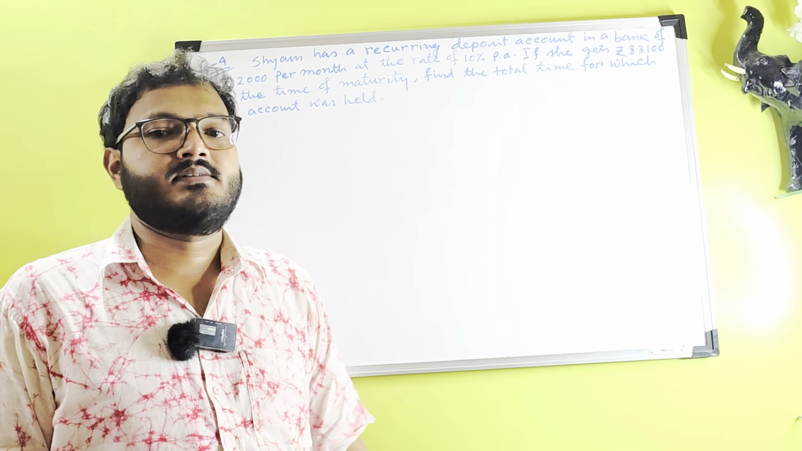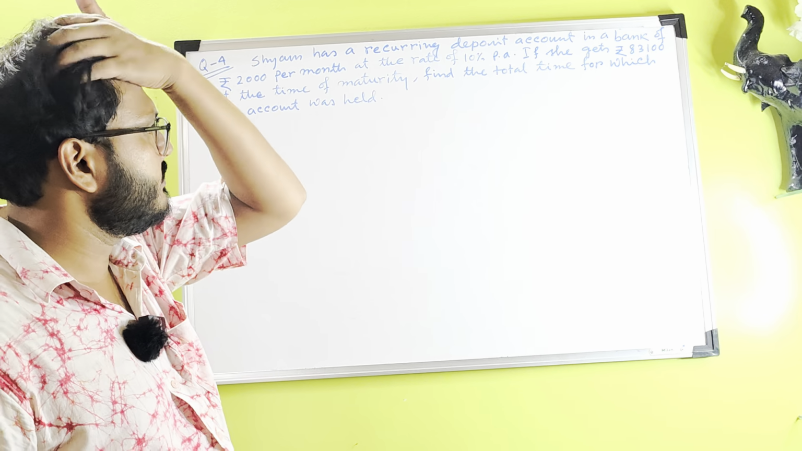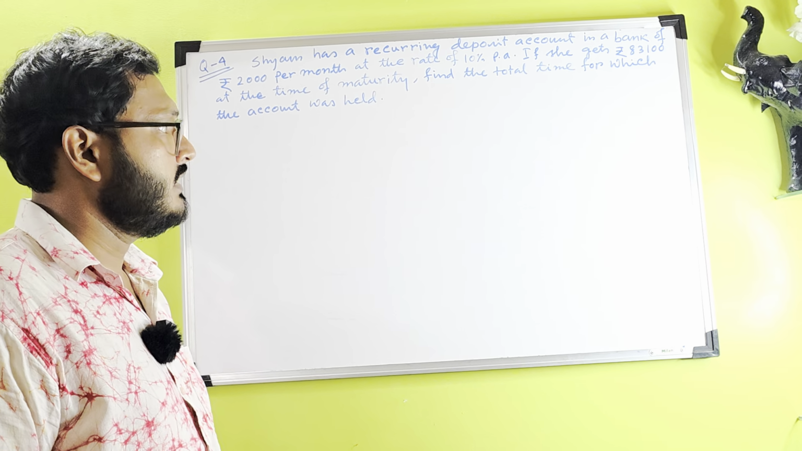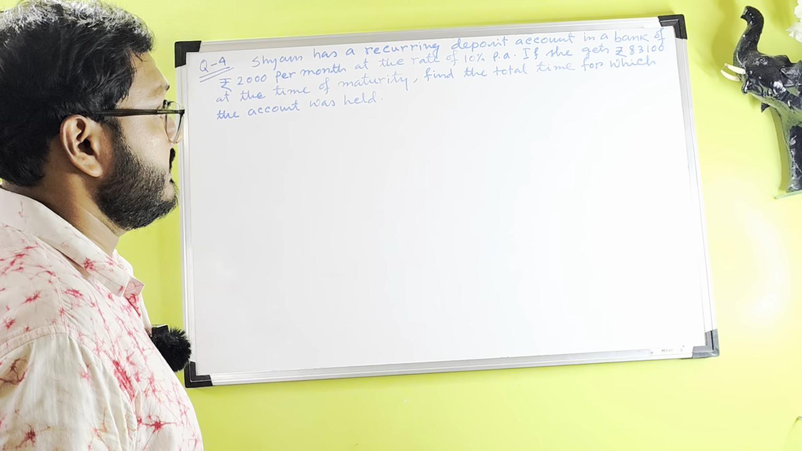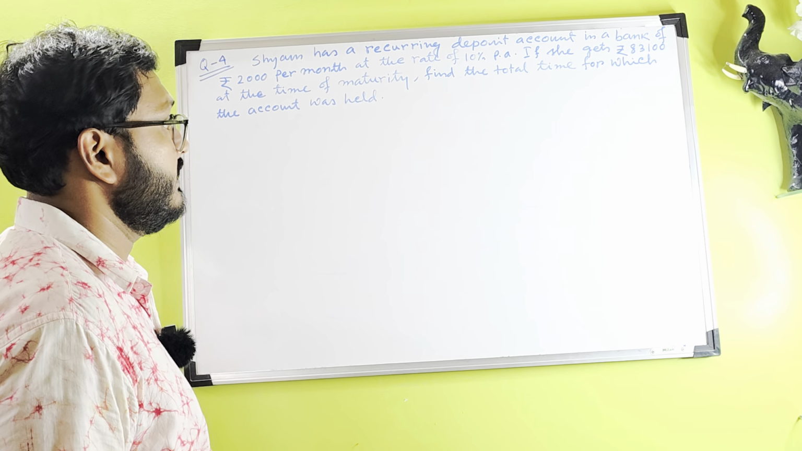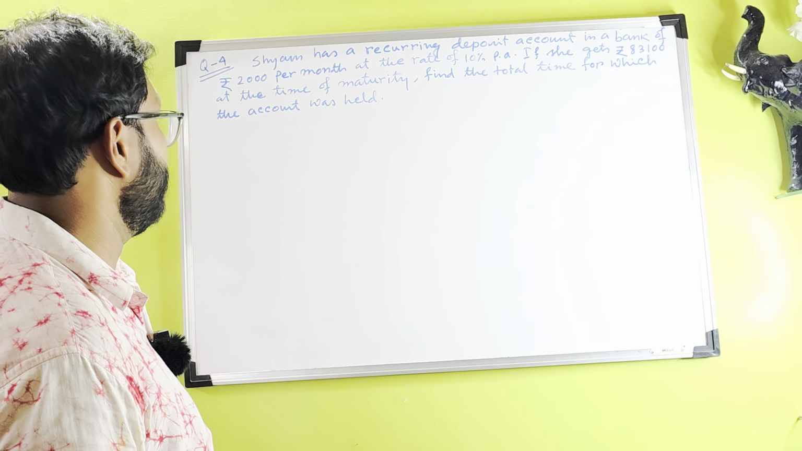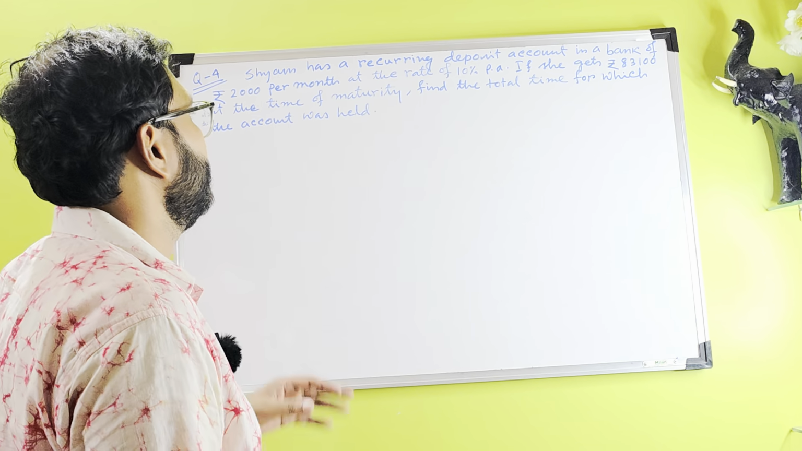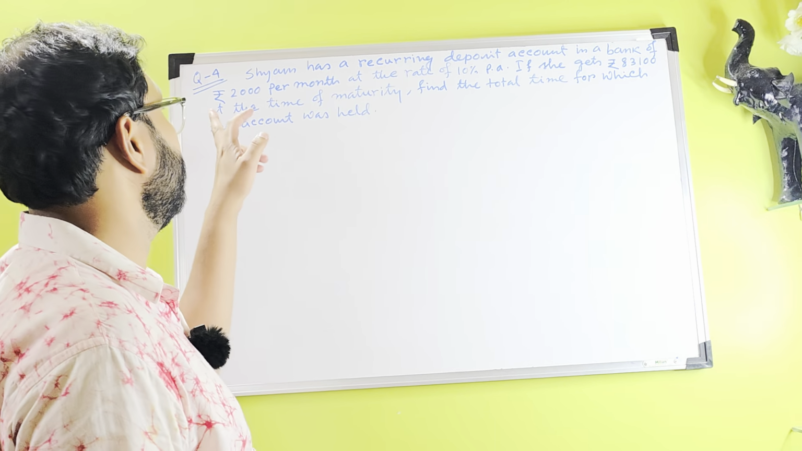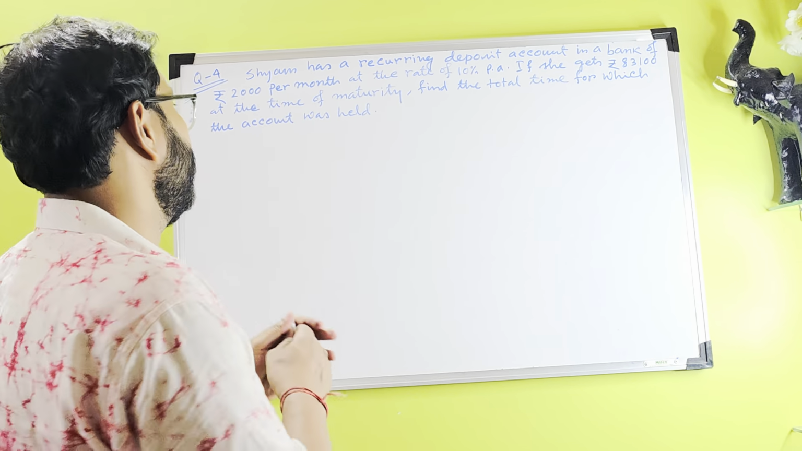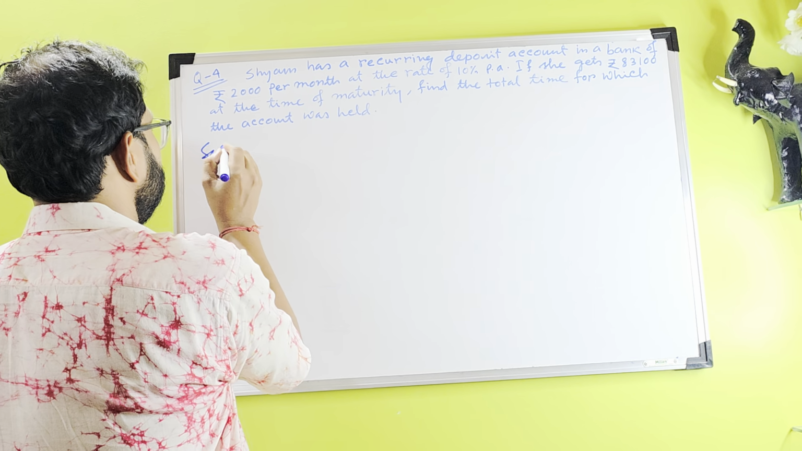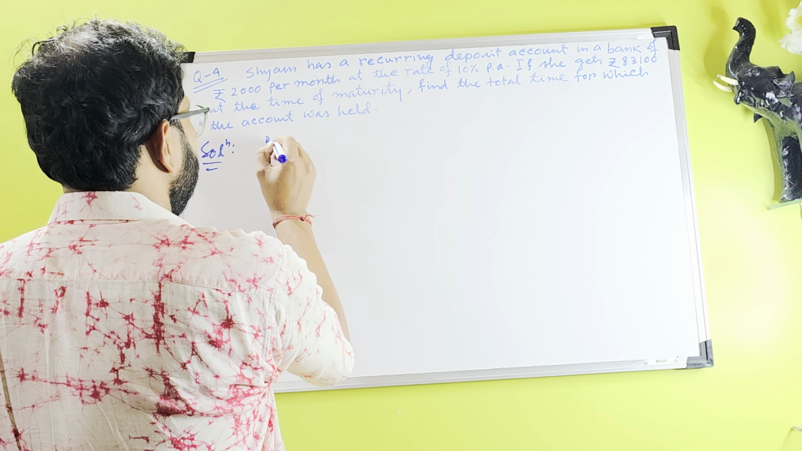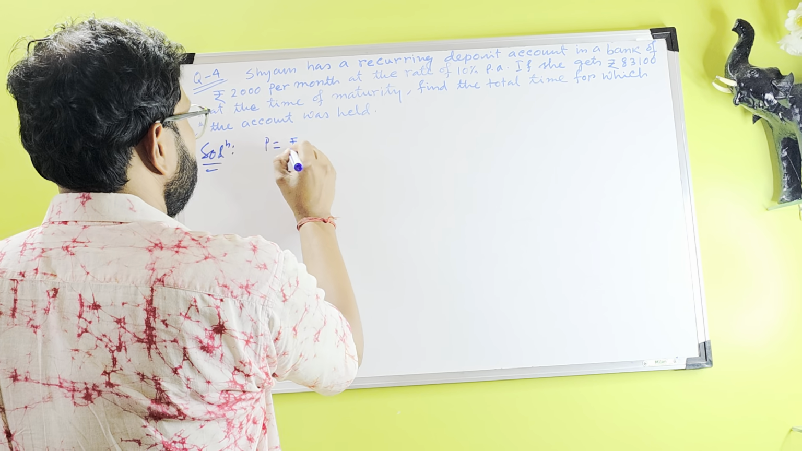Okay, now this is the last sum. Sam has a recurring deposit account in a bank of 2000 per month at a rate of 10% per annum. If she gets 83100 at the time of maturity, find the total time for which the account has been held. Now how to solve this one? I discussed this: first we'll write the given things. Solution: P is given, per month 2000.